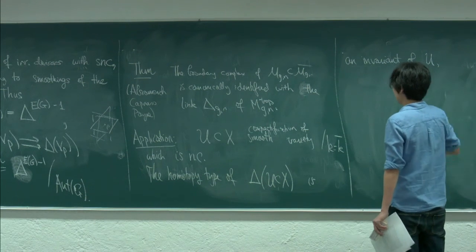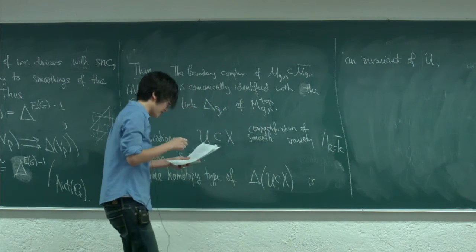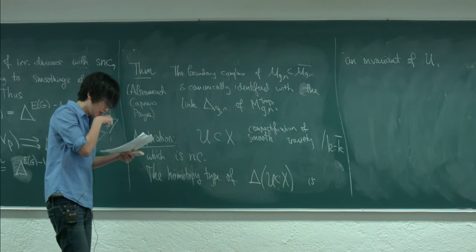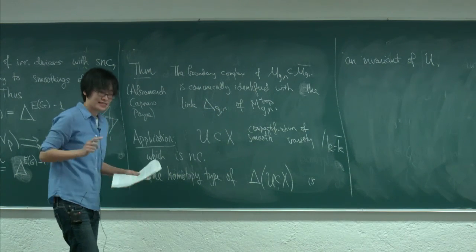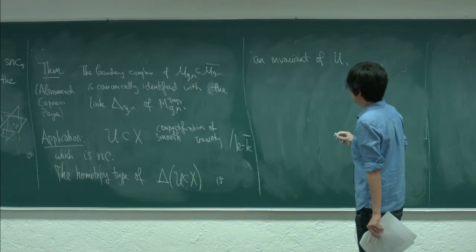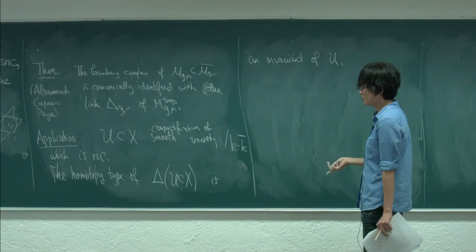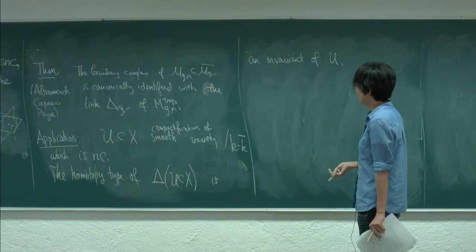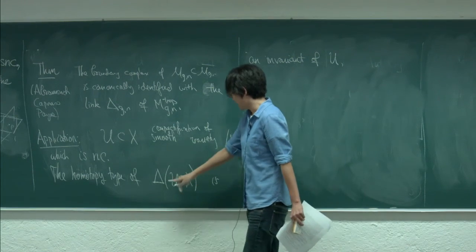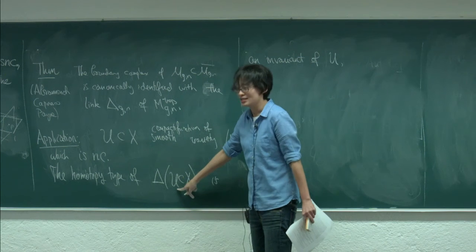Is X smooth also? Yeah, I think so. Okay, let me say that for now. Yes. So it's an invariant of the space being compactified. It doesn't depend on the particular choice of normal crossings compactification. So it then becomes interesting to study this space as an invariant, right? Some combinatorial space associated to U.